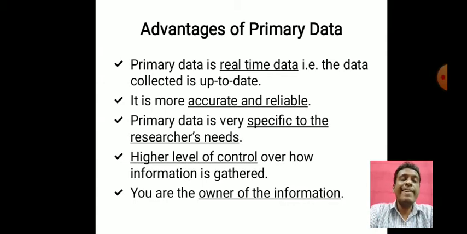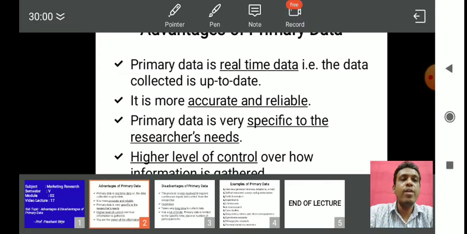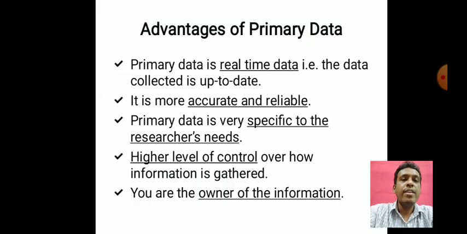Some of them are: it is real-time data, that is, up-to-date data. Many times we have seen that if we use data which someone else has collected, that is, if we use secondary data, he has collected it in the past, and hence it is historical or past data. Whereas for the problem you are facing, you are doing the research now and collecting the data for that research now. So that is why this is real-time, up-to-date data. Right now, what is the position of the variables or the data? That is what you will collect.